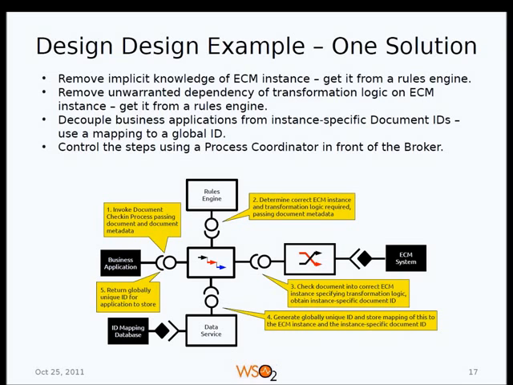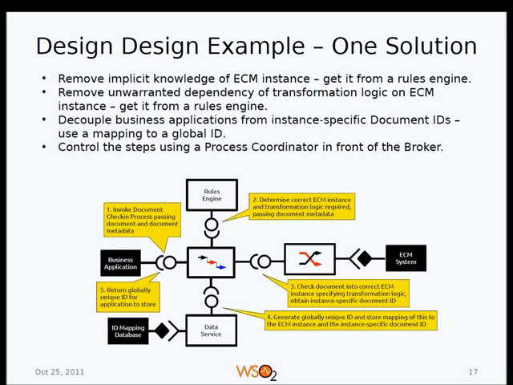So it goes to a rules engine, passes in the metadata of the document, and the rules engine is able to work out, oh, if this is the description of the document, this kind of document would need to go to that instance of ECM. And it could also be able to say, it appears like this is from this business application, and therefore you need to apply this transformation logic. So the rules engine will be able to tell you the correct ECM instance and the transformation logic required. So that's not something that you need to hold in the business application anymore.